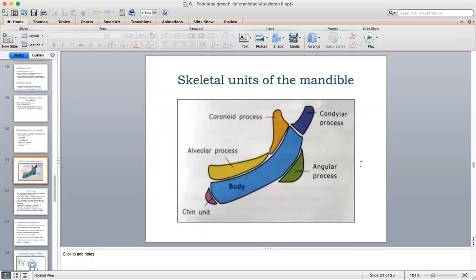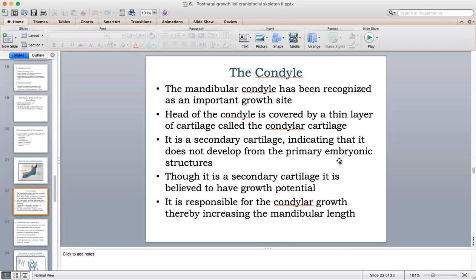Now this is a diagrammatic representation of the various skeletal units: the corpus of the body, the chin, the alveolar process, angular process, coronoid on each side, and the condylar process on each side. Okay, starting with the condyle, the mandibular condyle is an important growth site. If you remember, we have discussed growth sites before in the lectures on growth. A growth site is an important area where genetically determined growth occurs.